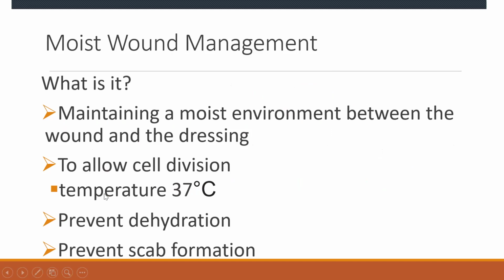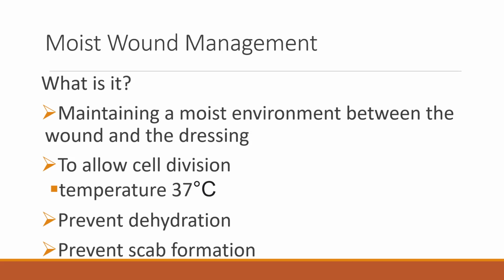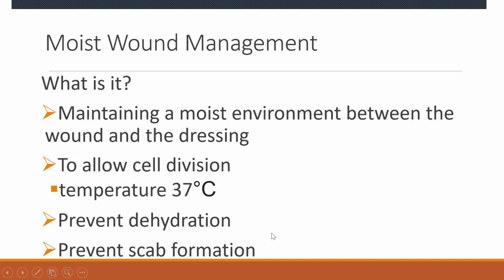And normally the best temperature is 30-something, our body temperature is 37 degrees, right? So any temperature under that... 37, sorry, 37 is no good. So how can you maintain the temperature at around 37? And also you have to prevent dehydration.